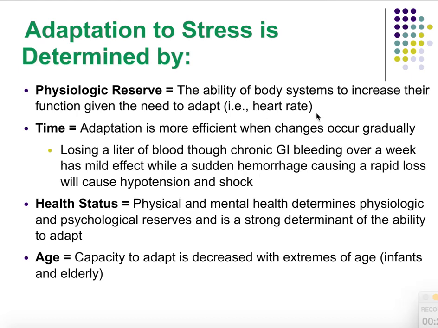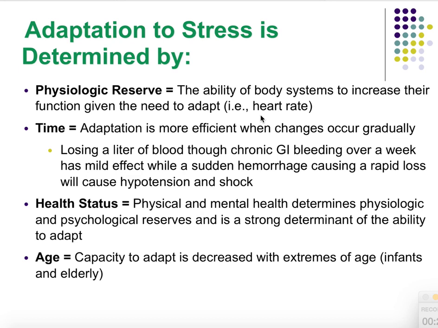So for example, let's use heart rate. So resting heart rate is about, let's say, 70. Maximum heart rate is about 220 minus your age. So let's say you're 20, so your maximum heart rate is now 200. So that means our physiologic reserve for our heart rate is 130 beats. So resting is 70, our max is 200, so we can technically do an extra 130 beats per minute.